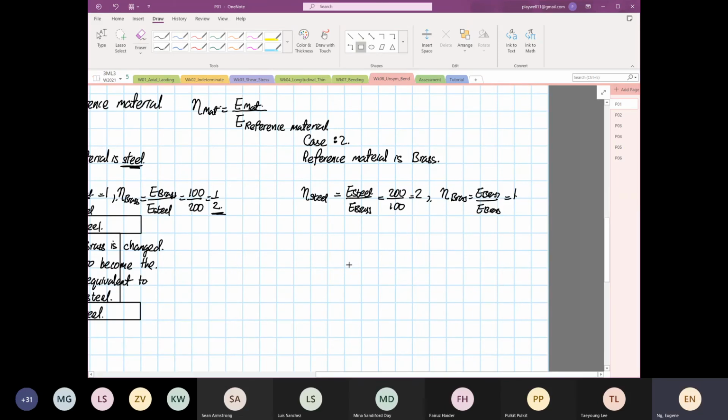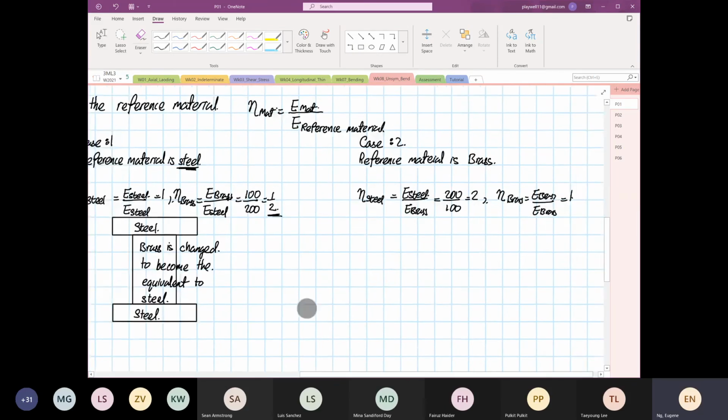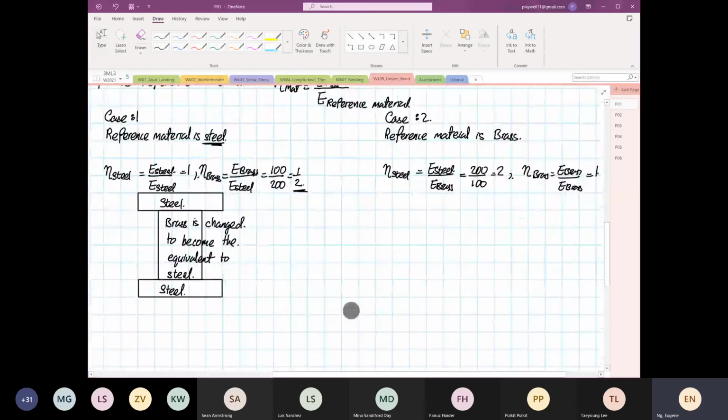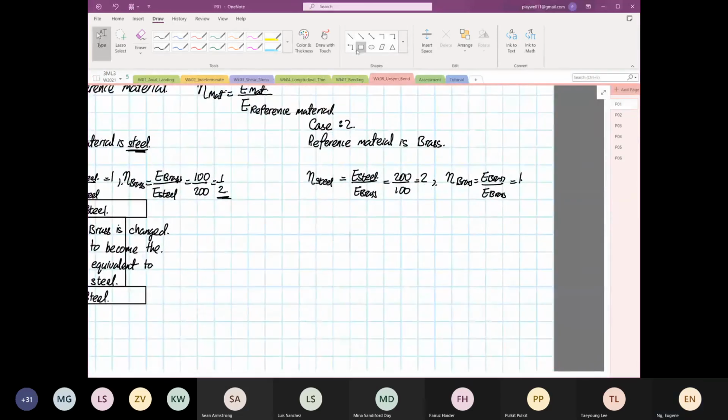The center part, remember, we had 5 squares. I should make it an even number, it's easier to draw. Okay, so this is 5. So this is now brass. For this case, brass is the equivalent material, or the reference material.